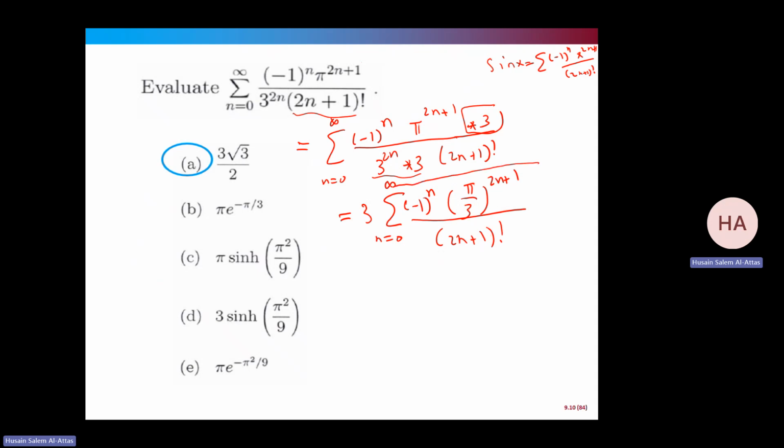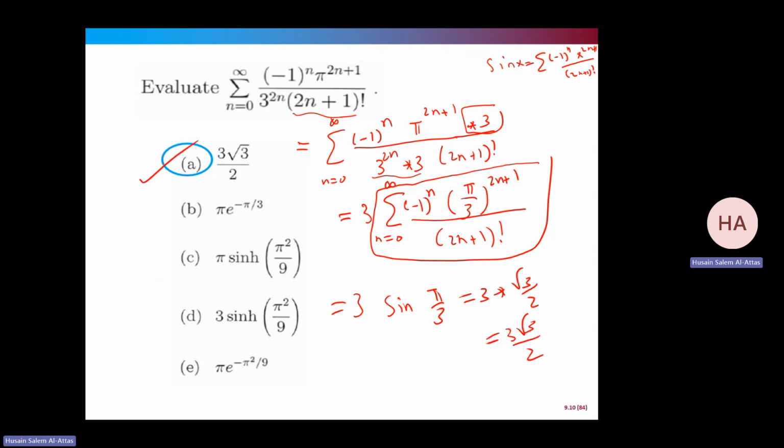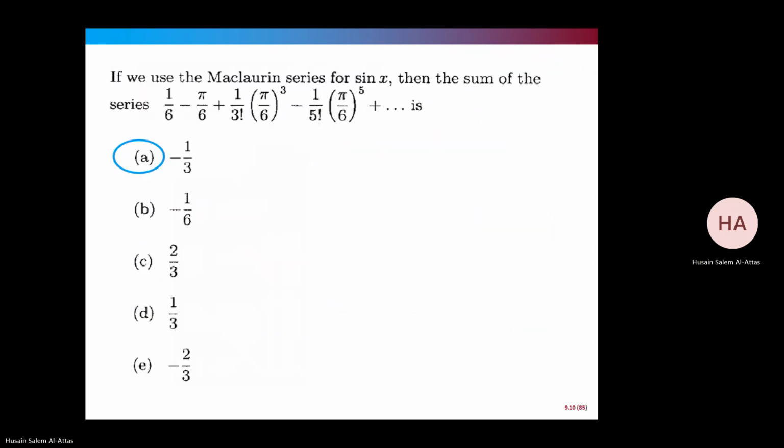Now, if you look at this, this is sine at what? At pi over 3. So it will be 3 sine pi over 3, which is 3 times square root 3 over 2, which is 3 square root 3 over 2. And this is my answer. Okay. If you use the Maclaurin series for sine x, then the sum of the series is this. What will be sine x?